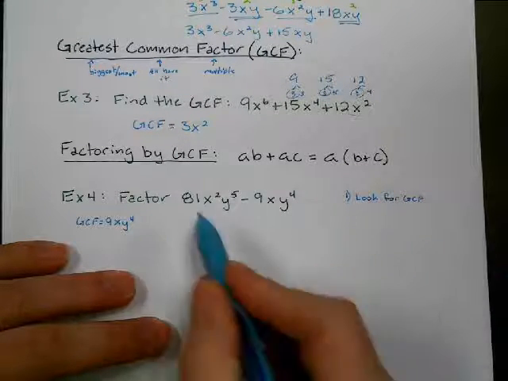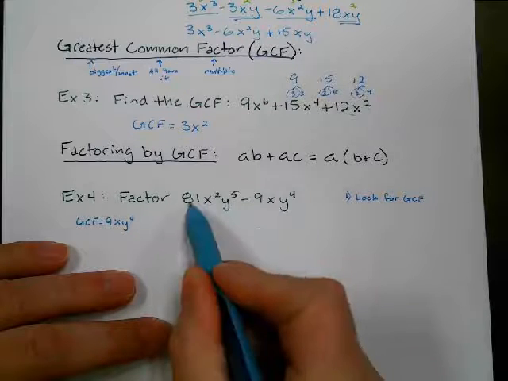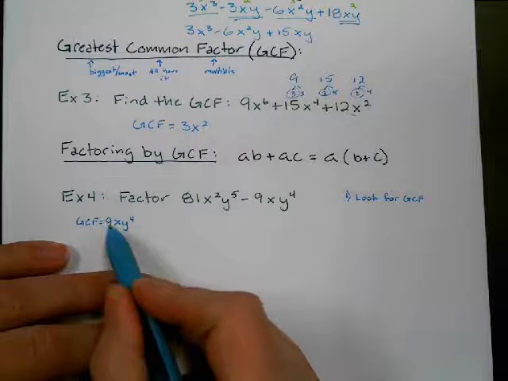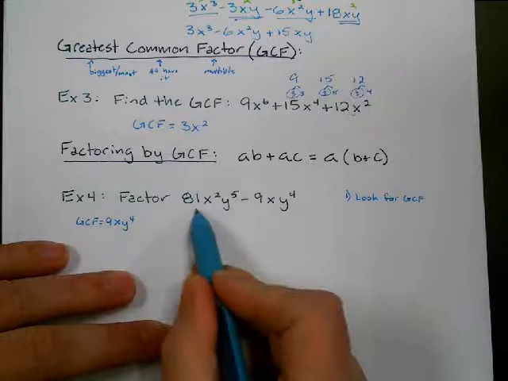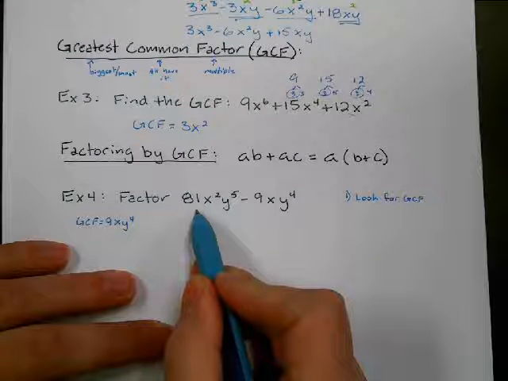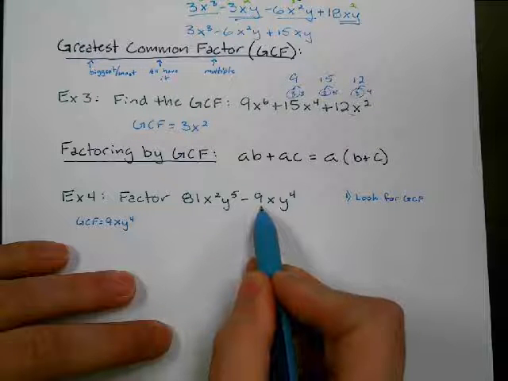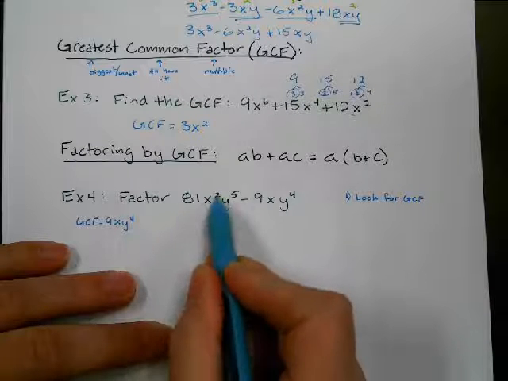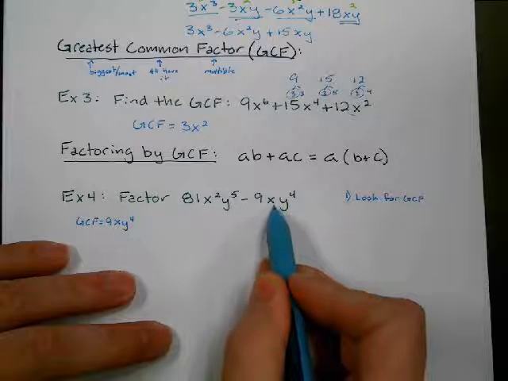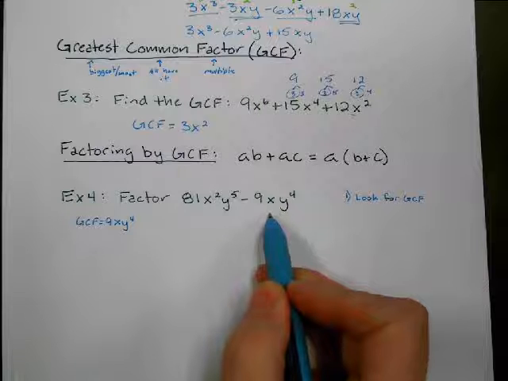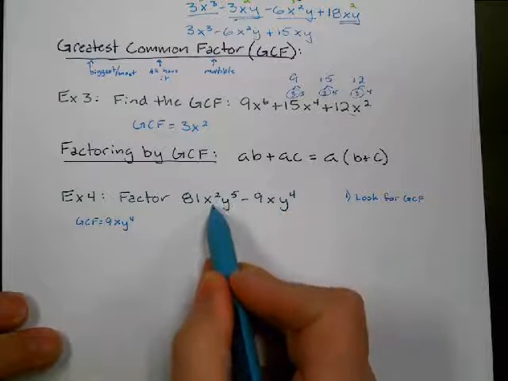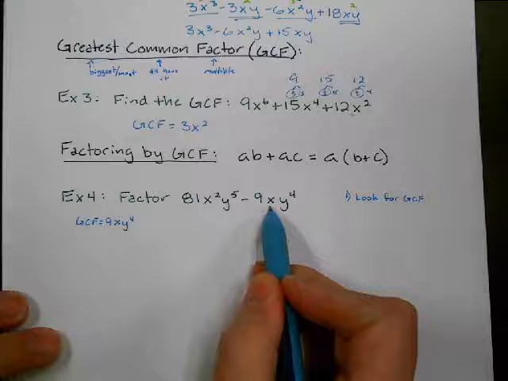So looking at 81 and 9, what's the biggest number that goes into 81 and 9? Well, it's 9. 3 does go into both of those, but that's not the greatest number. Remember, it has to be the greatest number that will go into them. Now we look at our variables. I have 2 x's here and 1 x here. So how many x's do they both at least have? Well, this one has 1 and this one has 2, so they both have at least 1. So I took out an x.